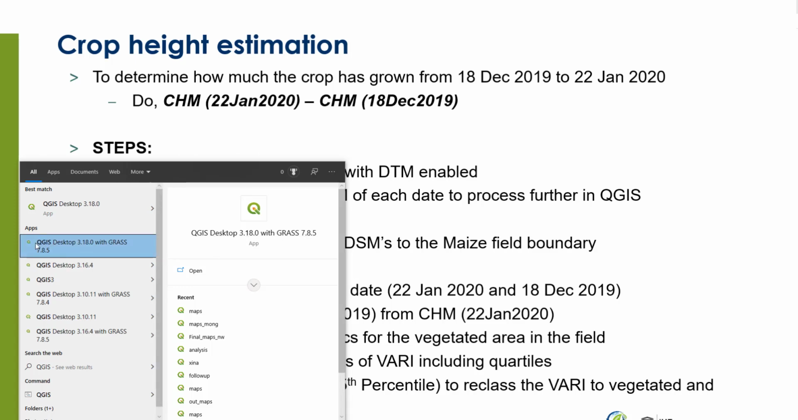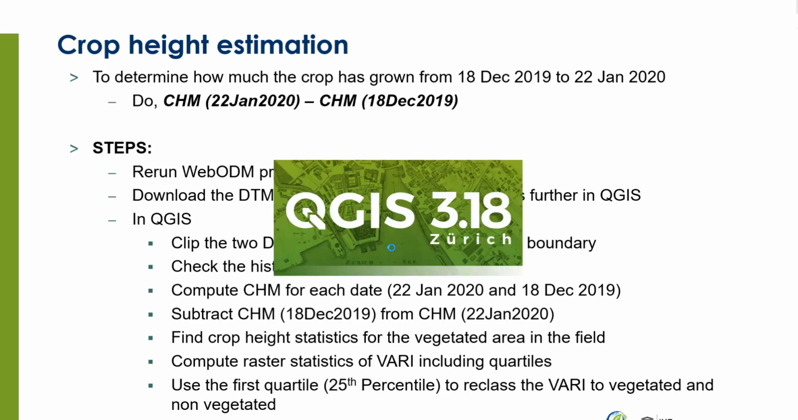The most important thing to note is to open QGIS with GRASS. Even if you are using a previous version of QGIS than 3.18, all these steps should work, but make sure that your QGIS is a recent release. What is important here is to open QGIS with GRASS, because we are going to use some of the GRASS modules integrated with QGIS to compute some relevant statistics. So here I'm opening QGIS.